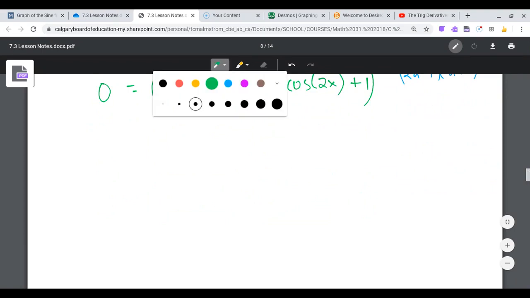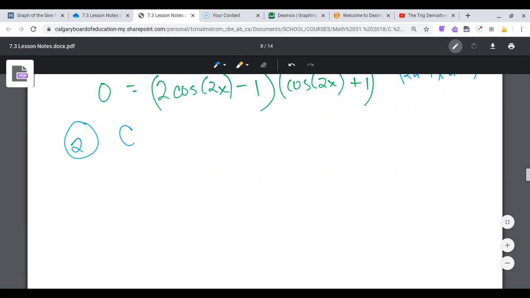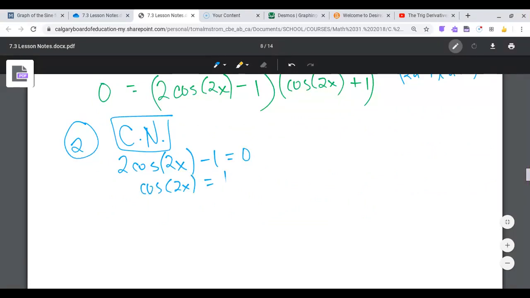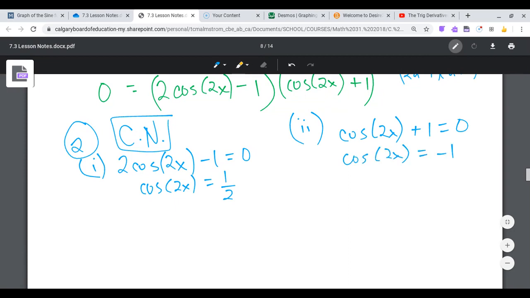Okay, earlier on, it was pretty tricky to try and find those critical numbers. So now I'm looking to solve each of these factors to find critical numbers. The first factor is 2 cos 2x minus 1 is equal to 0, so this will be cos 2x is equal to 1/2. And then the second factor was that cos 2x plus 1 is equal to 0, so we would have cos 2x is equal to -1.